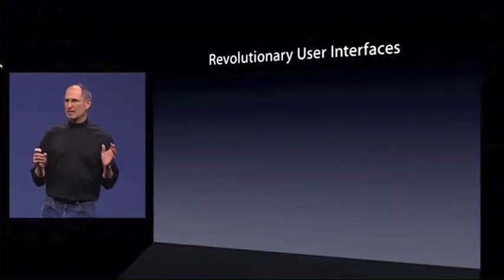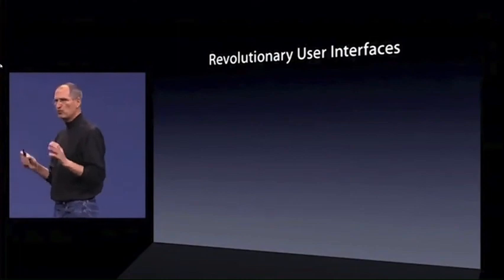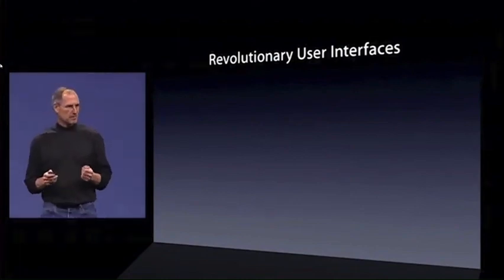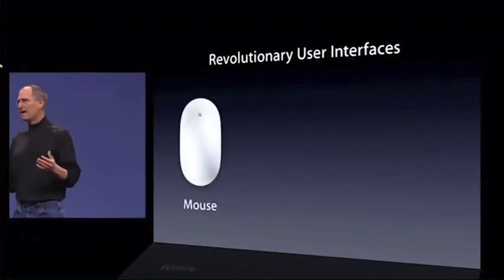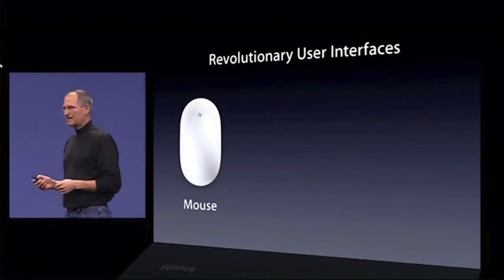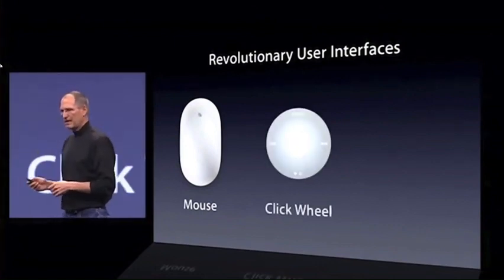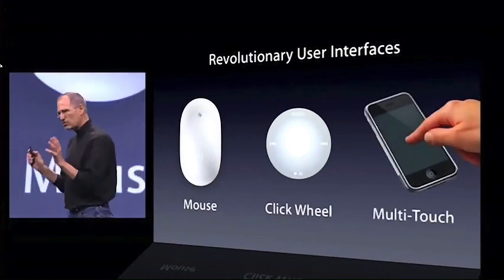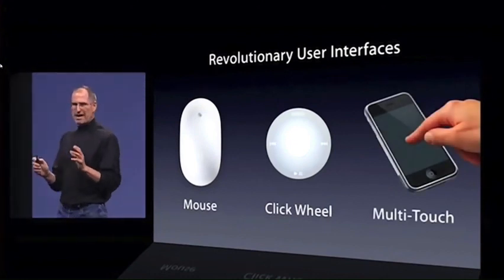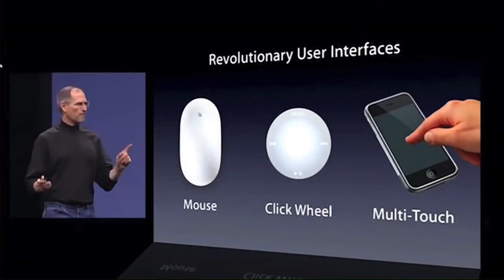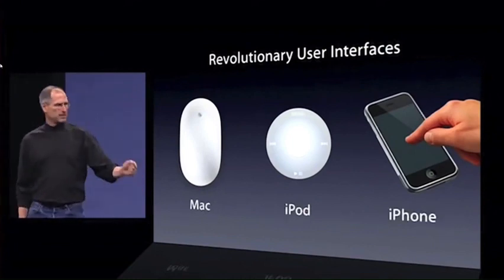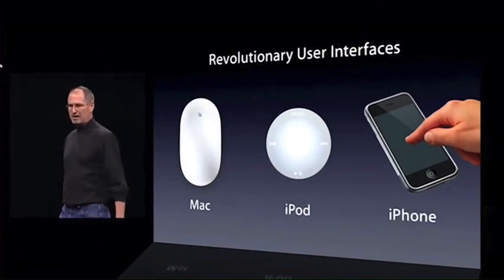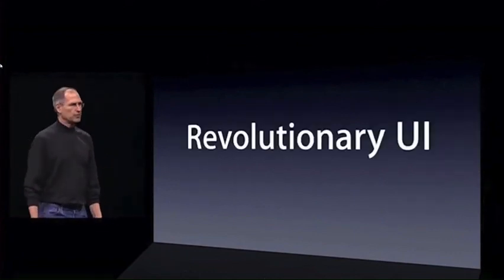So, we've been very lucky to have brought a few revolutionary user interfaces to the market in our time. First was the mouse. The second was the click wheel, and now we're going to bring multi-touch to the market. And each of these revolutionary user interfaces has made possible a revolutionary product: the Mac, the iPod, and now the iPhone. So, a revolutionary user interface.